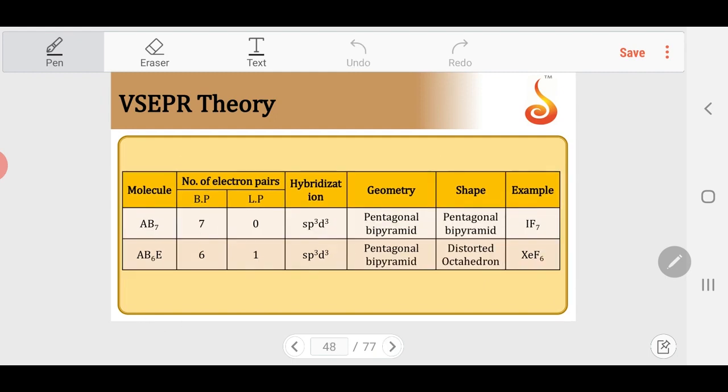VSEPR theory. AB7, 7 bond pairs, 0 lone pairs, sp3d3; 6 and 1 is also sp3d3. So in both cases it is sp3d3, and the geometry is pentagonal bipyramidal. The shape is pentagonal bipyramidal if there are no lone pairs, or distorted octahedral if there is one lone pair. Examples are IF7 and XeF6.